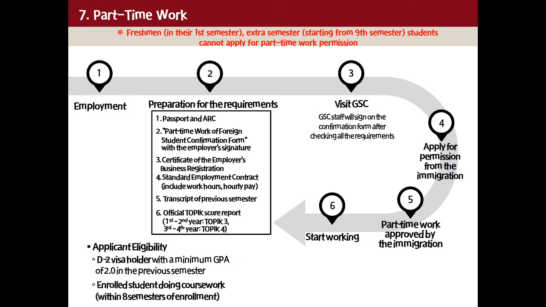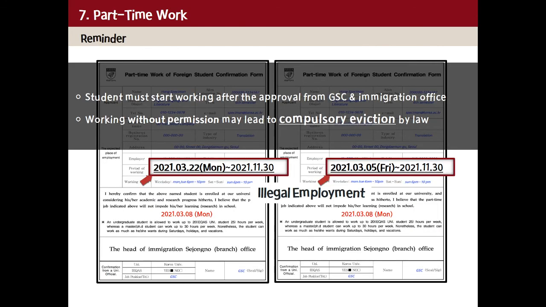With this form, you are going to visit GSC to get your form checked and your confirmation form signed. Apply for permission for part-time work at the immigration office. Once approved by the immigration office, then you can start working. Students must start working only after they get permission to do so at the immigration office of Korea. Working without permission is illegal and it may lead to deportation by law.